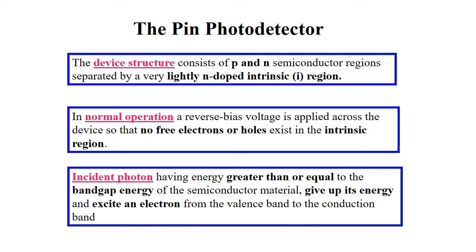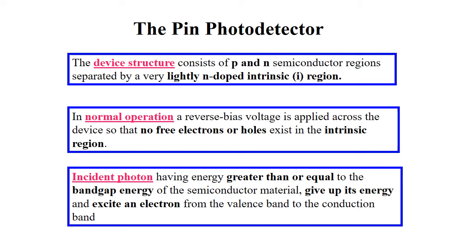The device structure consists of P and N semiconductor regions separated by a very lightly N-doped intrinsic region. In normal operation, a reverse bias voltage is applied across the device so that no free electrons or holes exist in the intrinsic region. When the photodiode is reverse biased, the intrinsic region is fully depleted of carriers. Here the photocarriers are generated in the depleted intrinsic region, where most of the incident light photons are absorbed.